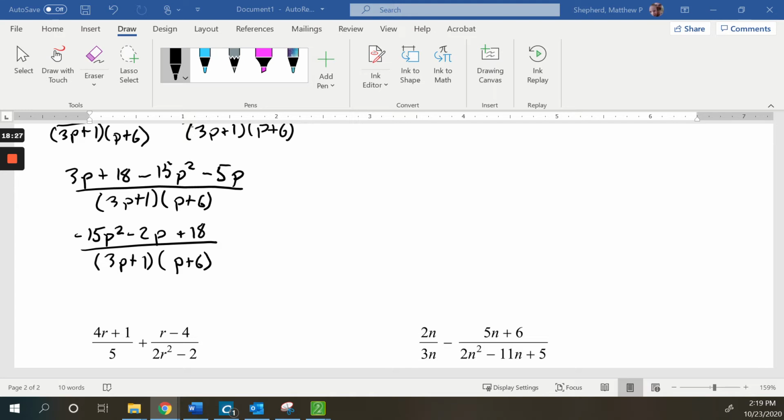So I would try to do a 15 times an 18, which would be 270. Factors of 270. And I'm not going to go through all of them, but even the one that would be closest, our 15 times 18, doesn't help us to get a 2 there. So our factoring by grouping method here is not going to work. Therefore, I'm going to go ahead and say that that is as simplified as that one gets.